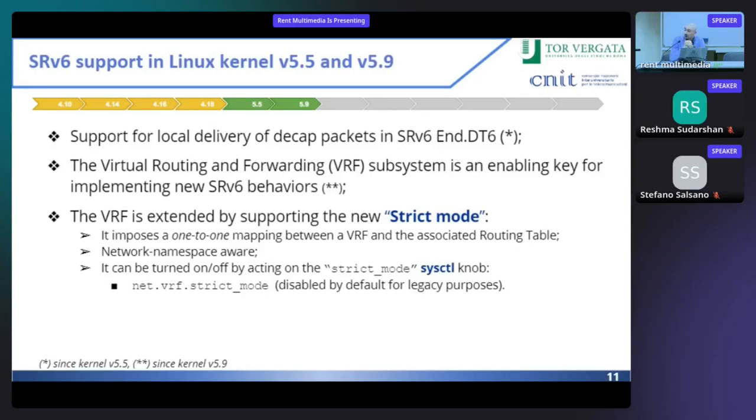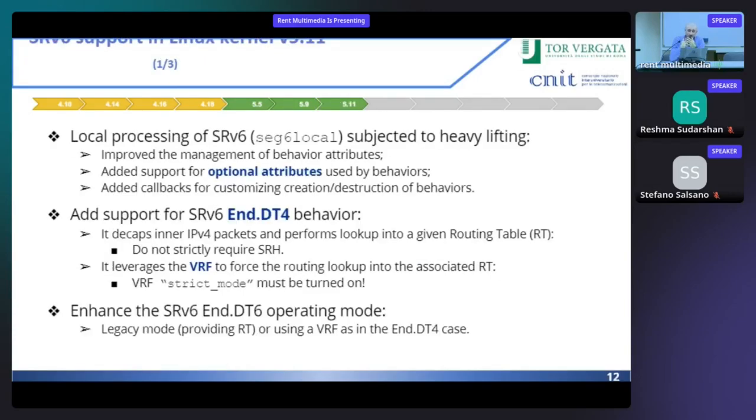In Linux version 5.11, the logic processing for SRv6 has been subjected to heavy lifting. Here we improved the management of behavior attributes. We added for the first time the support for optional attributes that can be used by a behavior. And we also added some callbacks for customizing and destroying behavior instances.